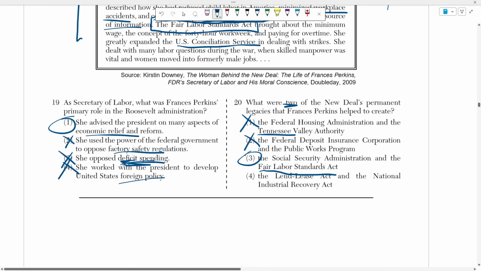Lend-Lease and National Recovery Act, these are false. The Lend-Lease Act is a foreign policy, right? That's our relationship with Europe during World War II, especially Britain, where we were lending them military equipment in exchange for money, right? Frances Perkins had nothing to do with the war. She had nothing to do with our foreign policy. She had something to do with how we recovered from the Great Depression.